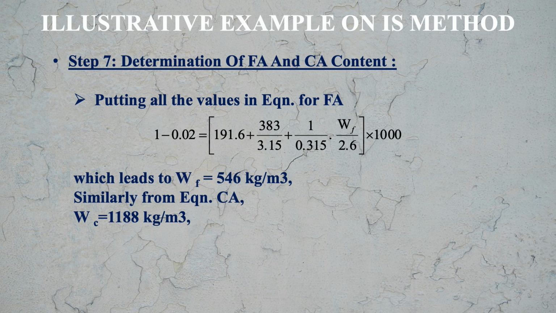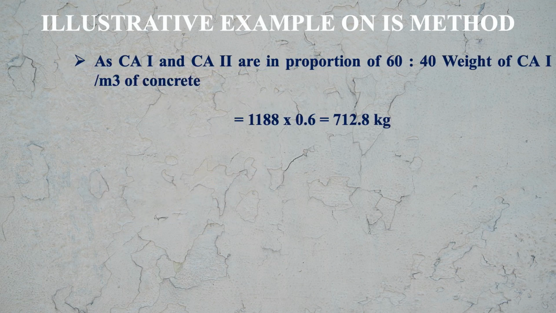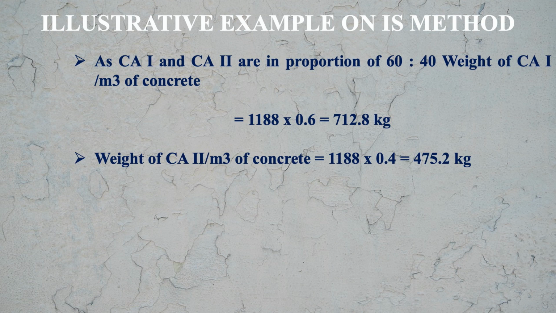So as coarse aggregate type 1 and type 2 are in the proportion of 60 and 40, weight of coarse aggregate 1 per meter cube of concrete will be weight of coarse aggregate into 60%, means 0.6, means 1188 into 0.6, which is 712.8 kg, and weight of coarse aggregate type 2 per meter cube of concrete will be 1188 into 0.4, which is 475.2 kg. So that way we have calculated the two types of coarse aggregate values.